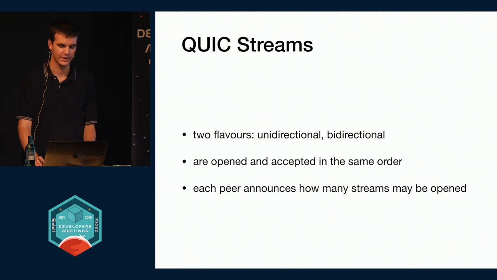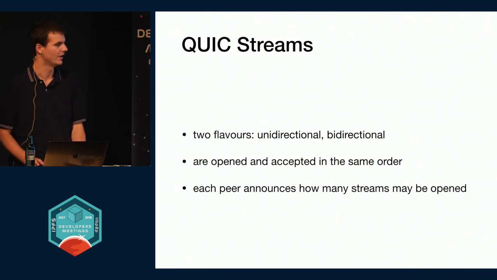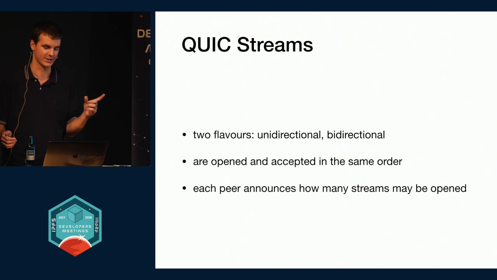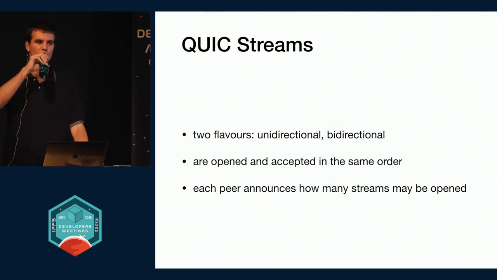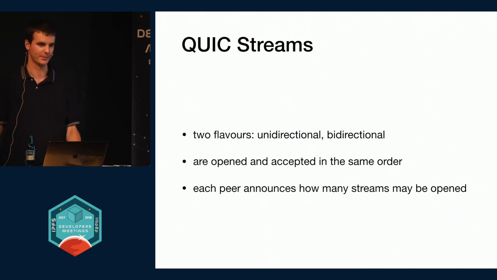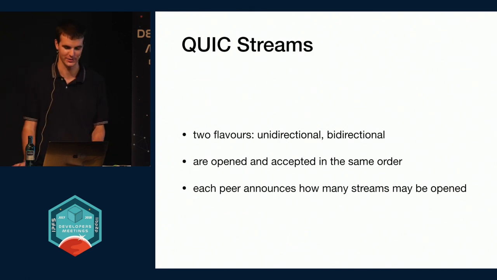In principle, you can open as many streams as you want. There's a small caveat here. You can't just tell the peer, oh, I want to open 10 million streams and exhaust all of its RAM by creating that many streams. So every peer will communicate a limit during the handshake, and later on you can change that value. It's basically how many streams you can open at the same time. But over the lifetime of a connection, you can use as many streams as you want. It's a 62-bit space, so you will never run out of streams.